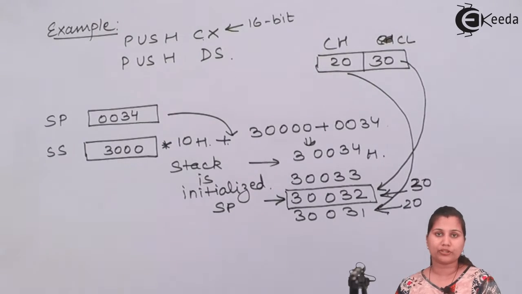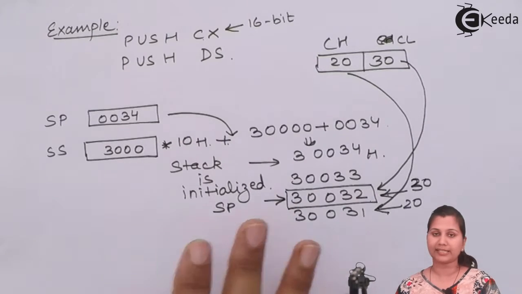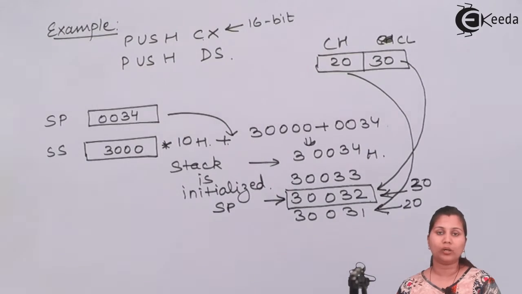So whenever this push instruction is used, the stack pointer, wherever it is initialized, is decremented by 2, and then the contents of the source register will be stored in the stack. Okay, so always remember that you have to decrement the address by 2 in the case of the push instruction.